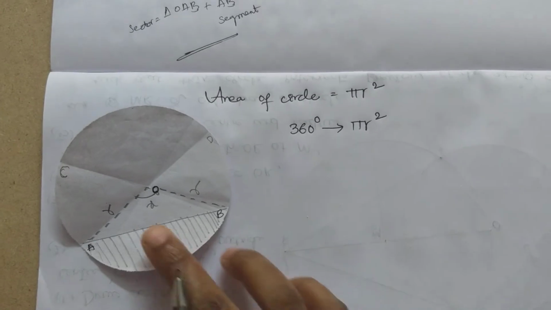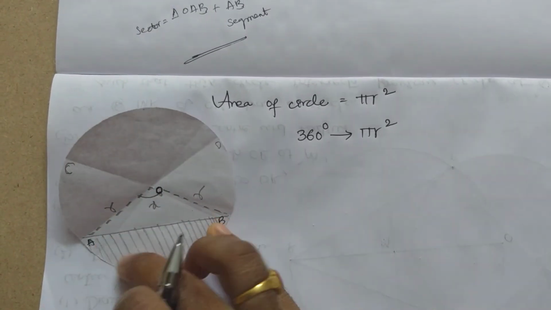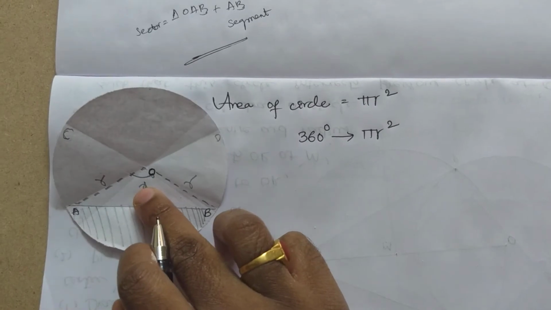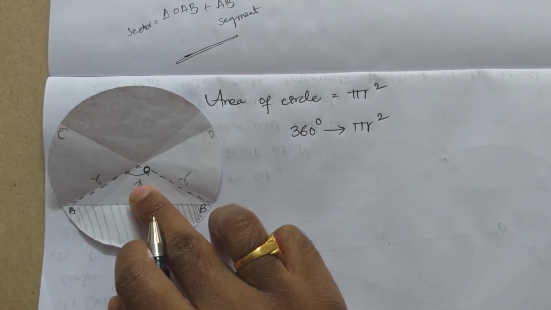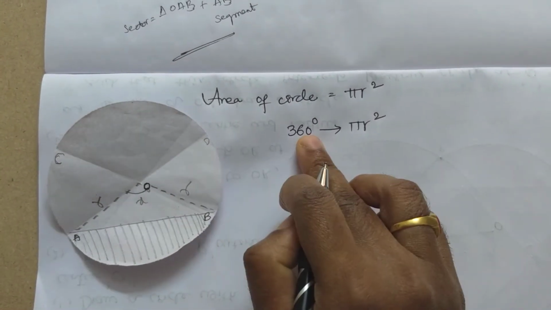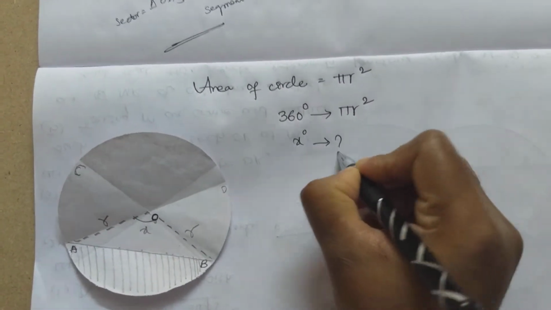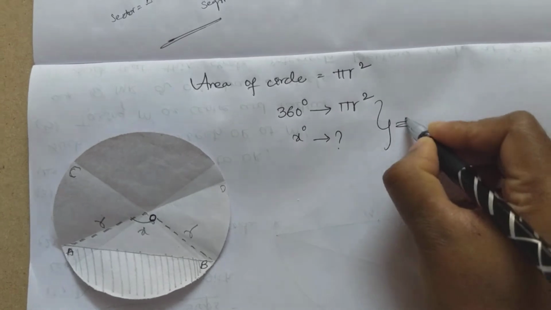But we want only the area of the sector. Only for this entire portion I am going to find it now. So here we have assumed that the angle formed at the sector is x degrees, right? For 360 degrees it is pi r square. For x degrees how much does it become? Just do the cross multiplication.